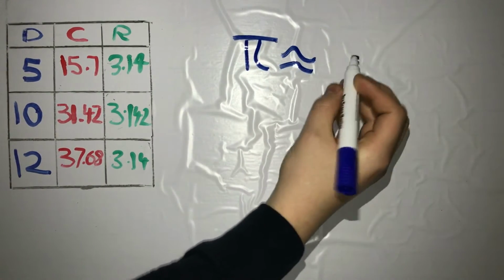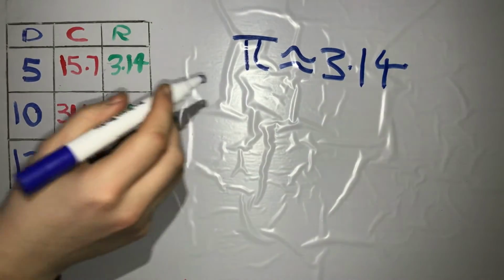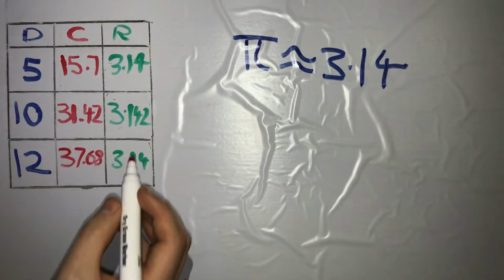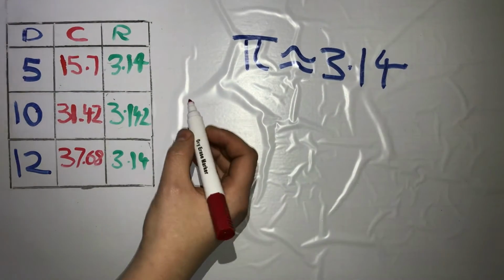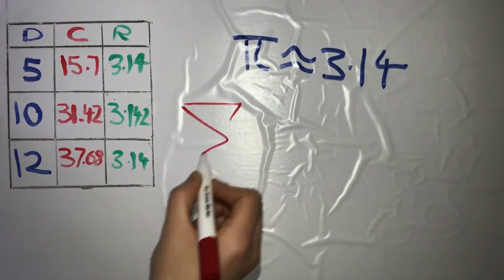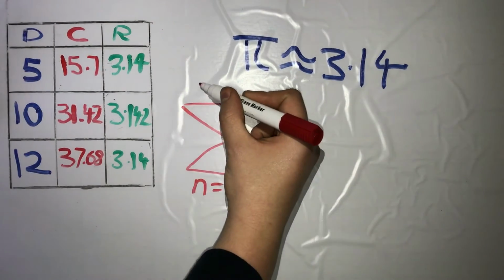Pi has this symbol, and as I said, it is equal to 3.14 to 2 decimal places. We can now find something very interesting. We take the sum from n is equal to 1 up to infinity of 1 divided by n squared.